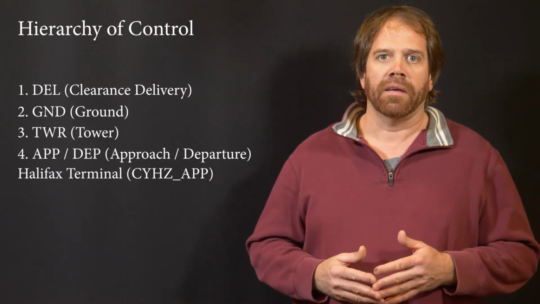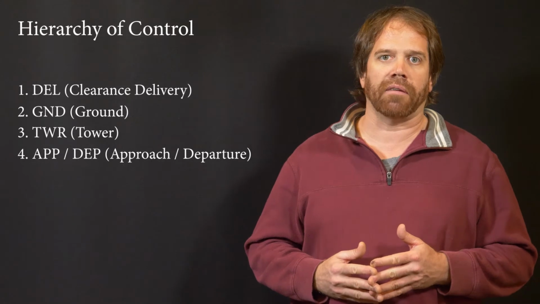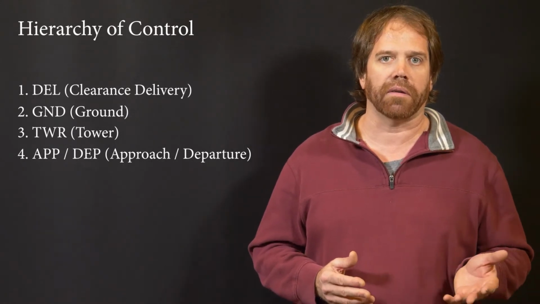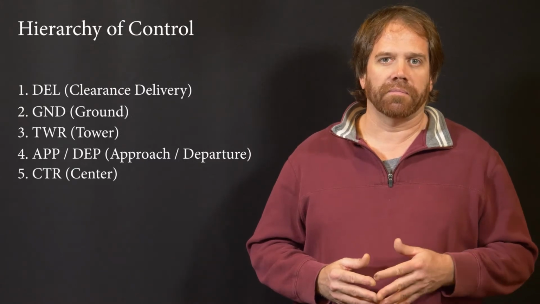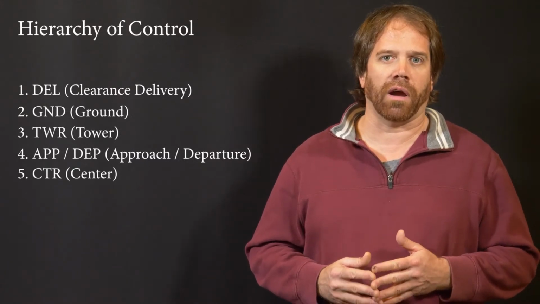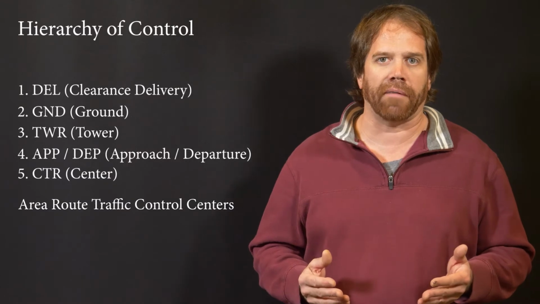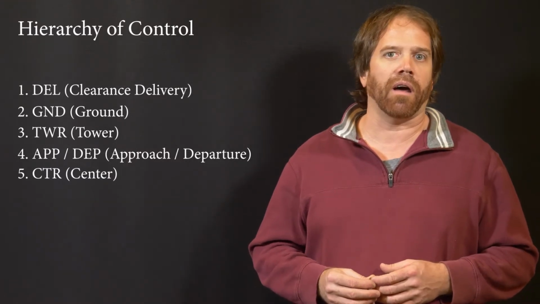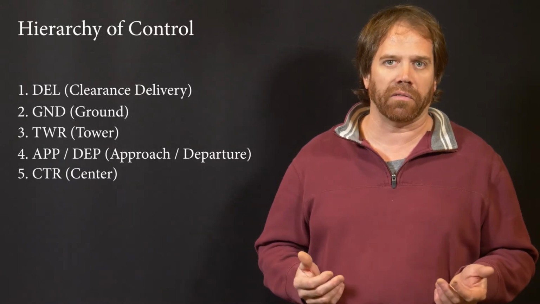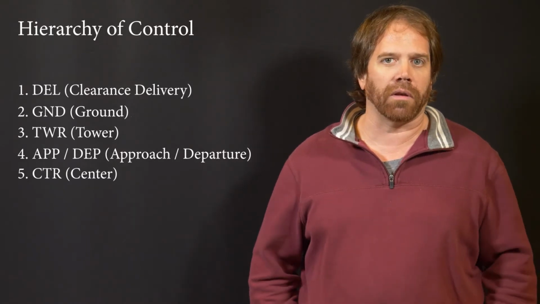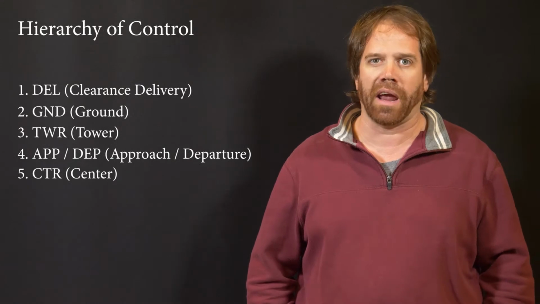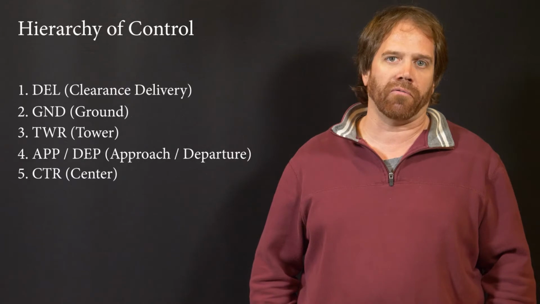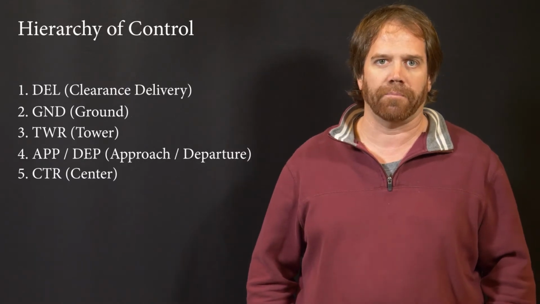CYHZ_APP. If none of the tower rank positions are online for that particular airport, the approach controller will handle all of the duties of tower and ground. The last is center. Center controllers control large areas called Area Route Traffic Control Centers, or ARTCCs, and they provide control for all IFR traffic en route in their airspace. Center controllers coordinate with lower-ranking controllers at airports in the ARTCC, or if they're not online, they assume control for all controlled airports in their ARTCC.